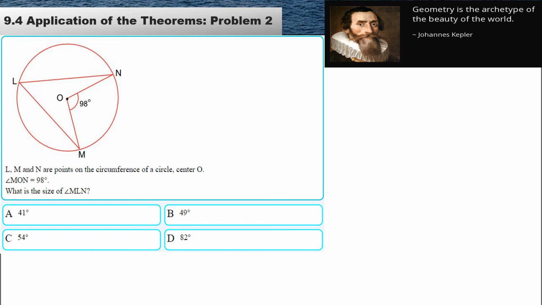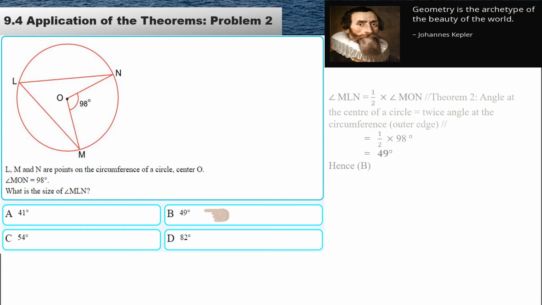Okay, for those of you that got B as the answer, congratulations, you are a brilliant solver of unknown angles in the circle. All right, and the explanation for B, the angle MLN being 49 degrees: remember this theorem that says the angle at the center of a circle is twice the angle at the circumference or outer edge. So what is the angle in the center of the circle?